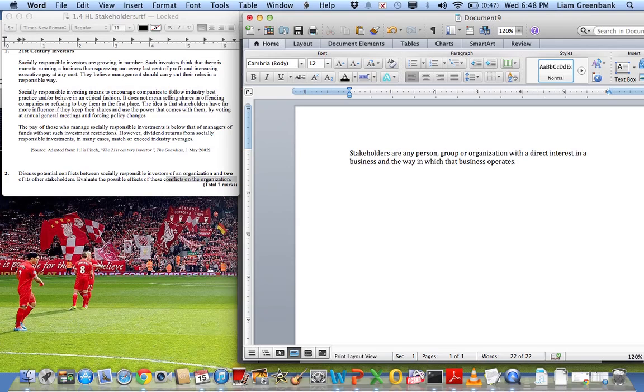Now, to show your full understanding, you want to try and put your definition in context. So we have the definition: stakeholders are any person, group, or organization with a direct interest in a business and the way in which that business operates. So now we want to build that definition up with a bit more understanding by trying to come up with an example that relates to the case.